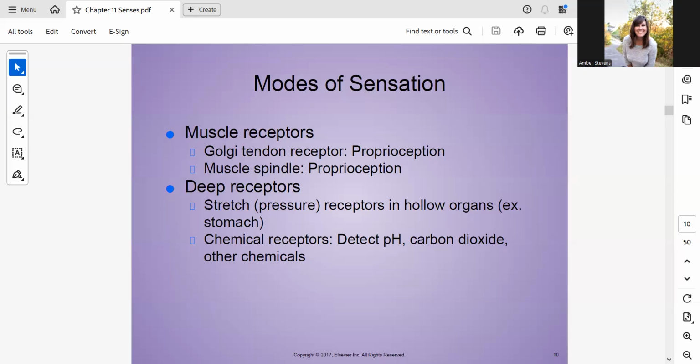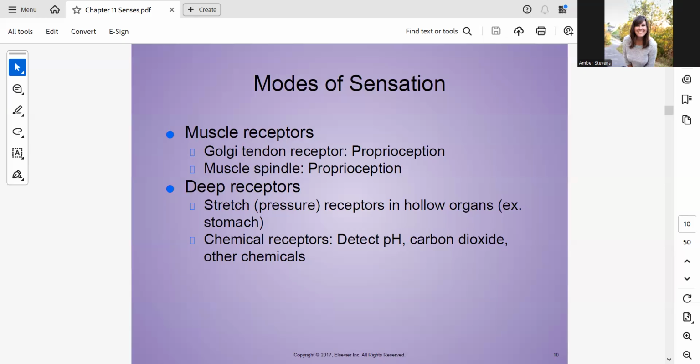Another example is bladder stretch receptors. Those receptors are located in the bladder wall, and they detect when the bladder is filling with urine. The increased stretch in the bladder wall sends a signal to your brain that you need to urinate.